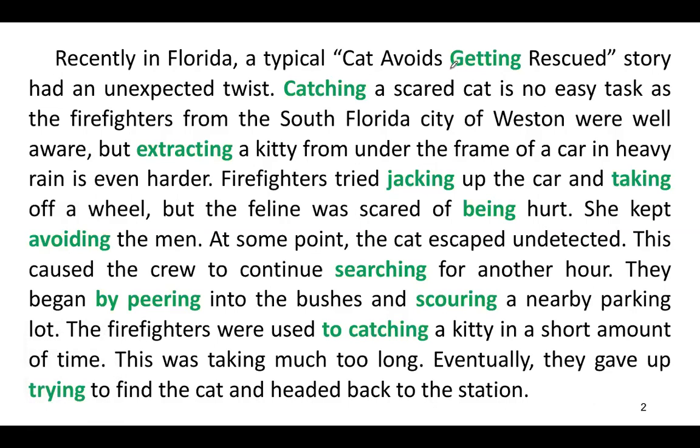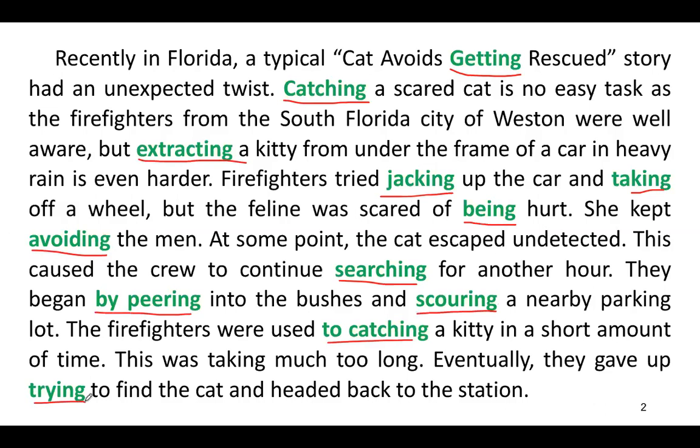You have getting rescued, catching a scared cat, extracting a kitty, jacking up, taking off, being hurt, avoiding, searching, by peering, scoring, and then catching up, gave up trying.